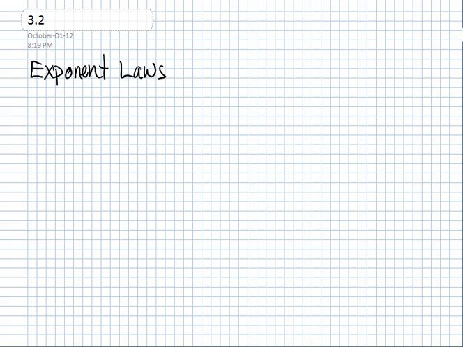The good thing is, for the most part, they're pretty intuitive. In other words, once you write out a simple example, they become pretty obvious. So consider an example like this here. Okay, 3 to the power of 2 times 3 to the power of 3. If you were to write that out in expanded form, 3 squared is just 3 times 3, and then times 3 cubed, so 3 times 3 times 3. In other words, it's 3 times 3 times 3 times 3 times 3, which is the same as saying 3 to the power of 5.